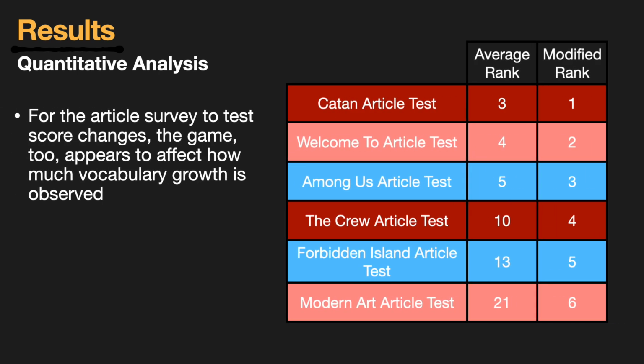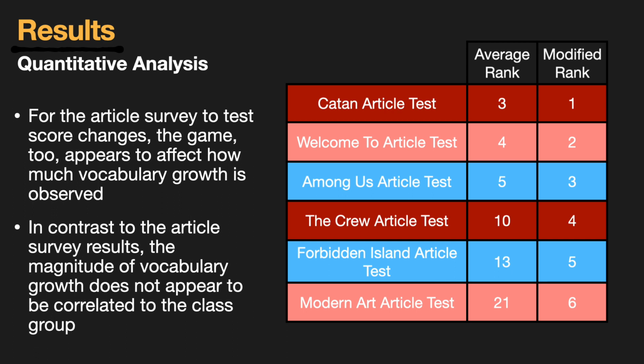Also, when looking at a ranking of the largest magnitudes of change between survey and test scores for the articles, there appears to be some kind of effect that the game is exerting on the results of the article test scores. As in contrast to the article survey scores, the largest changes in test scores relative to the survey baseline do not align to the class groupings at all. At the very least, the relative magnitude of L2 vocabulary growth seems to be a function of some kind of interaction between the game, the articles, and the curriculum itself.